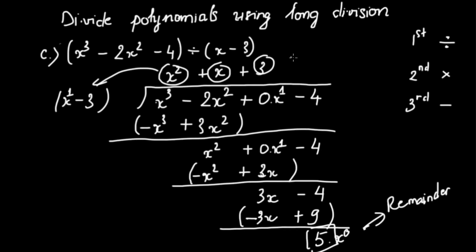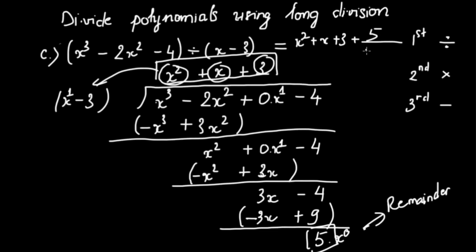And we can write the result for question C: we put the quotient, which is this one, x squared plus x plus 3. And because the remainder is 5, it's not 0, so you need to write it down like this. We put 5 on the numerator and then we put the divisor as the denominator, which is x minus 3. So the final answer for question C is this one.